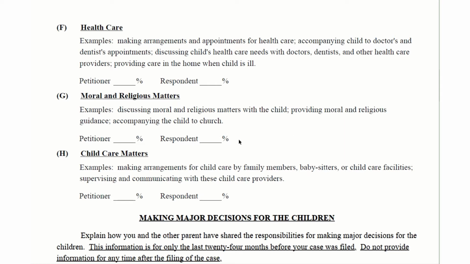Finally, H asks for childcare matters, so the percentage of time the petitioner spent on setting up babysitters or establishing daycare facilities, and the percentage of time that the parents spent on supervising or communicating with those childcare facilities. You'd fill that out for both the petitioner and the respondent.